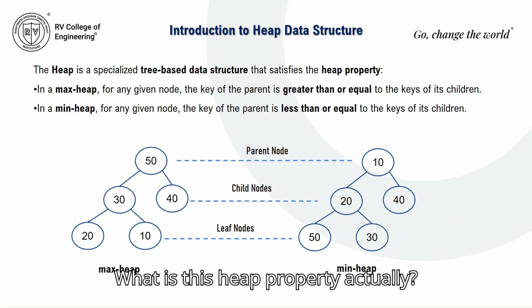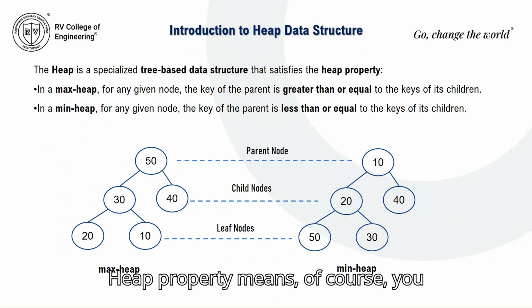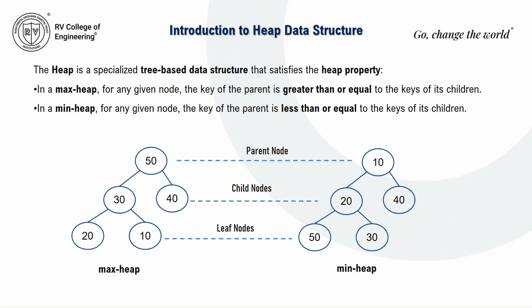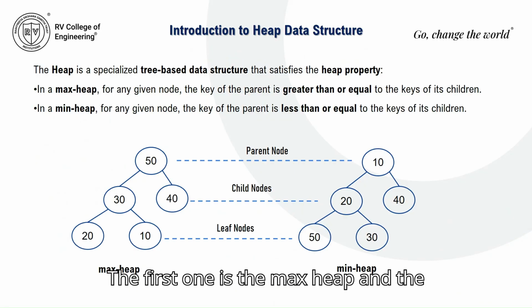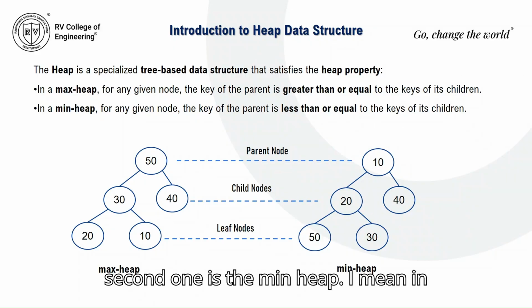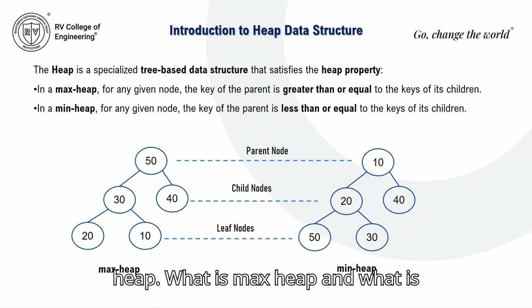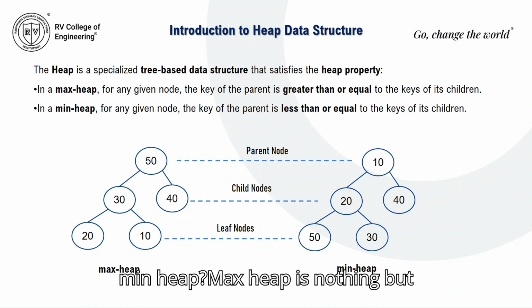What is this heap property actually? Heap property means, of course, you can construct the heap in two ways. The first one is the max heap and the second one is the min heap. I mean, in these two ways, you can construct the heap. What is max heap and what is min heap?